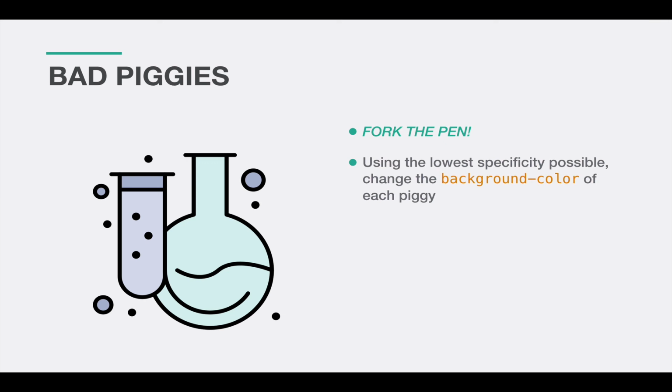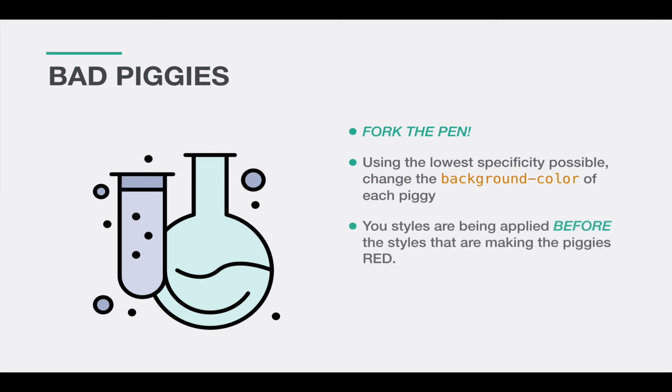All right, so your objective for this is to use the lowest specificity possible to change the background color of each piggy. Okay, all the piggies were bad and they made themselves all red. We don't like that. So you've got to make the change of the piggies. Now, the styles that you're going to be adding to your CodePen are coming before the styles that make the piggies red. Okay, so you cannot rely on cascading to help you. You must create a style or a selector that has higher specificity. Okay, you cannot change the HTML.